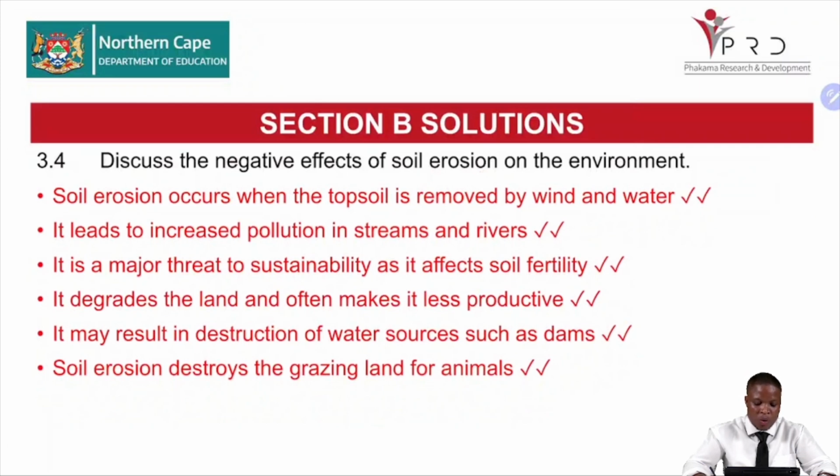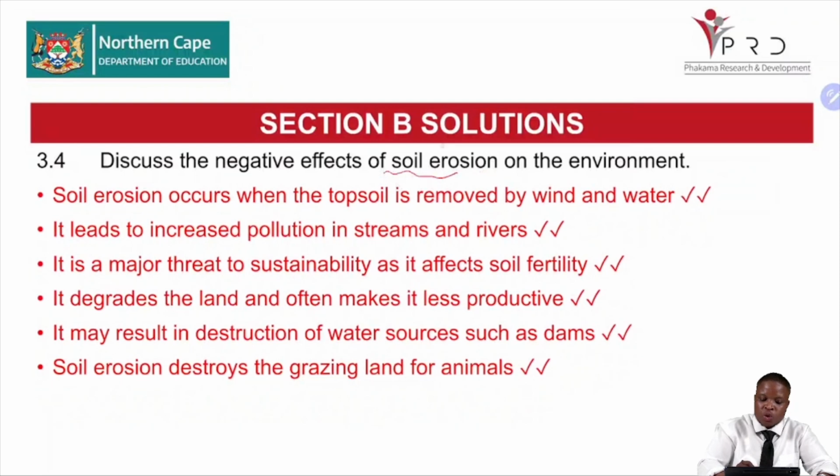Soil erosion destroys the grazing land for animals, and it can also result in deforestation, because our trees don't have proper soil to stand on. So that is another point that you can have there on the impact on the environment. And again here also, any other relevant answer that is answering on the negative impact of soil erosion on the environment. When we speak of environment, it's talking about everything that we have from nature. We may speak about that to answer this question.